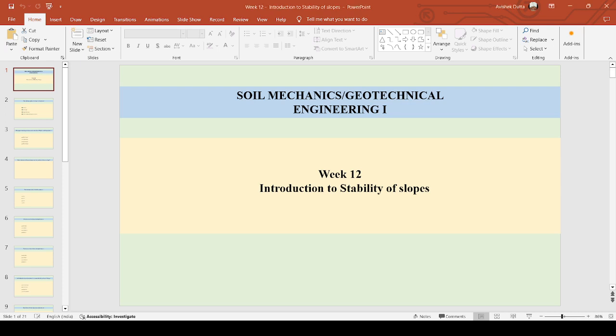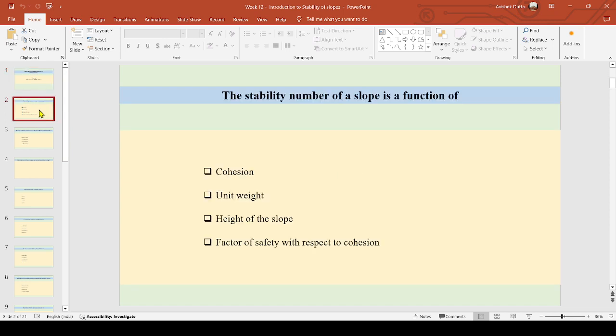So I'll start. Okay. So this is week 12, Introduction to Stability of Slopes. The first question is, the stability number of a slope is a function of. The options are cohesion, unit weight, height of the slope, or factor of safety with respect to cohesion.